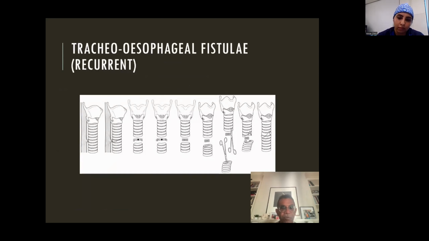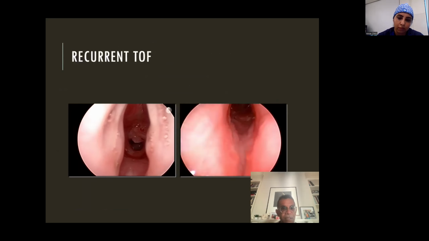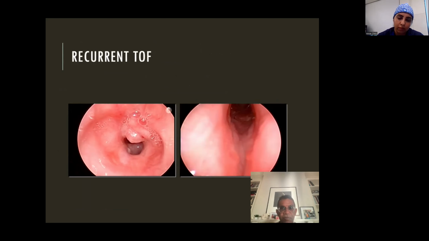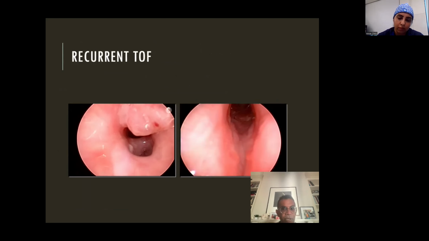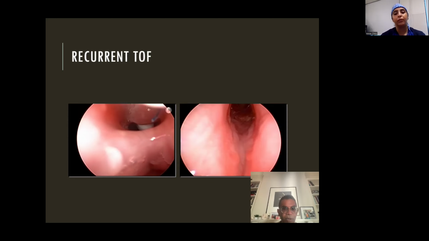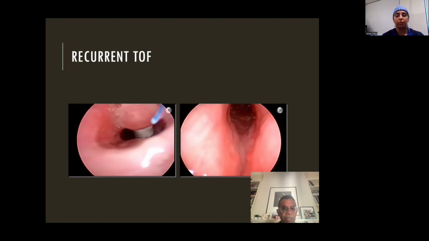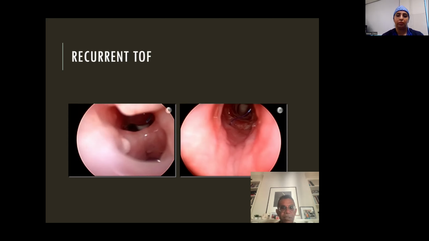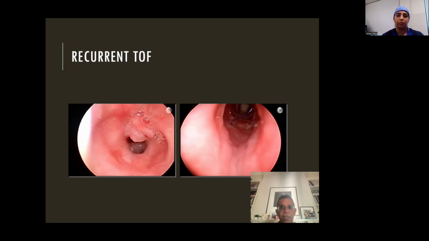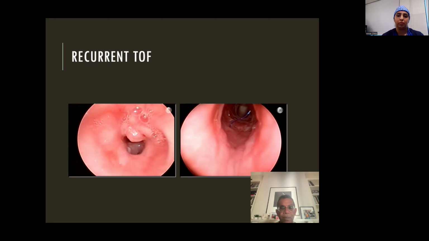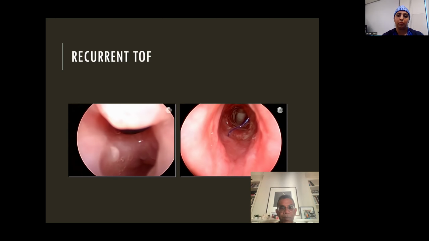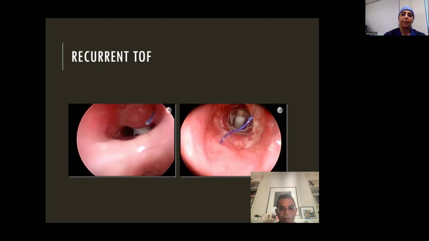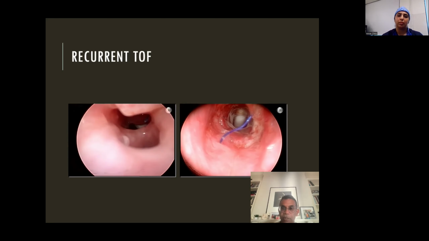trachea is used to repair the esophageal end of the fistula, and the trachea is then closed primarily in a slide fashion, as can be seen in these videos here, in this patient with a very large tracheoesophageal fistula recurrence, which subsequently was managed using the slide tracheoplasty approach. And apart from that loose stitch in the trachea, you can see that the fistula is well closed.